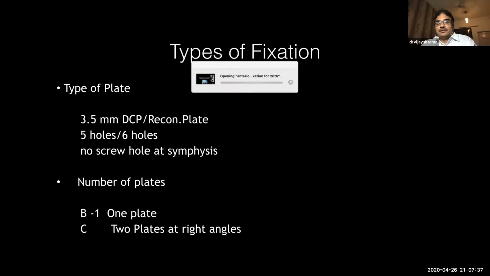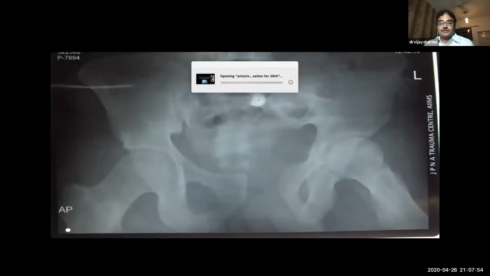Number of plates: in simple B1 fractures, one plate is rotationally unstable. But if you are dealing with C fractures and you are not happy with the fixation with one plate, you can always apply a plate anteriorly. But most of the time, a long 5 to 6 hole plate is sufficient to give stable fixation.